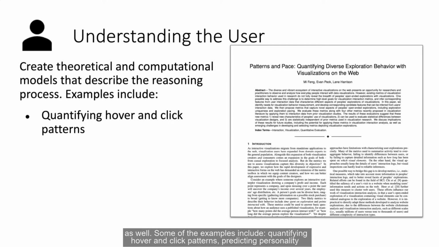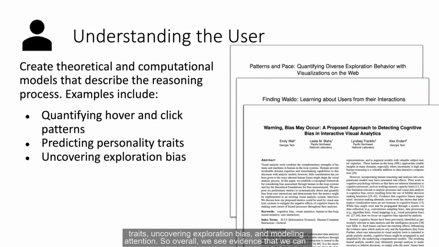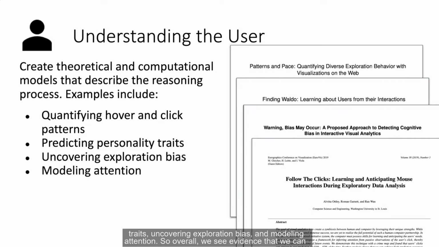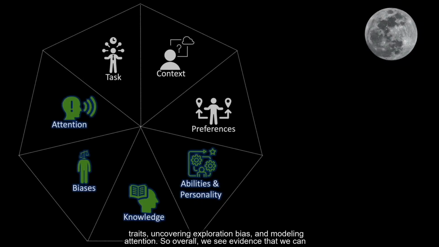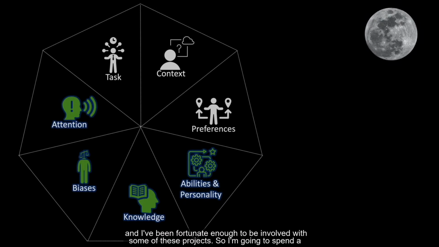Some of the examples include quantifying hover and click patterns, predicting personality traits, uncovering exploration bias, and modeling attention. So overall, we see evidence that we can identify users' attention, biases, knowledge, and personality from their interactions. And I've been fortunate enough to be involved with some of these projects, so I'm going to spend a few minutes highlighting some of this prior work.